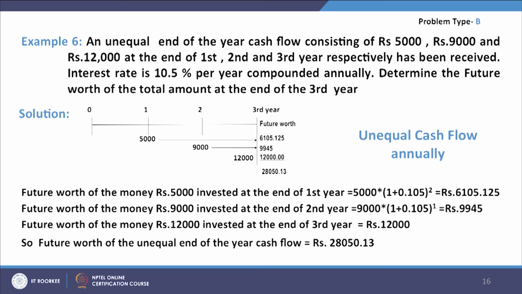An unequal end of the year cash flow consisting of rupees 5,000, 9,000 and 12,000 at the end of first year, second year, third year respectively has been received. Interest rate of 10.5 per year compounded annually. Determine the future worth of the total amount at the end of the third year. So, any unequal cash flow has to be solved from the first principles. So, here this is the timeline.